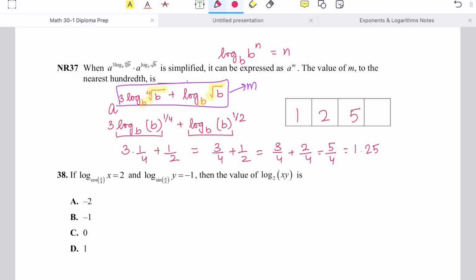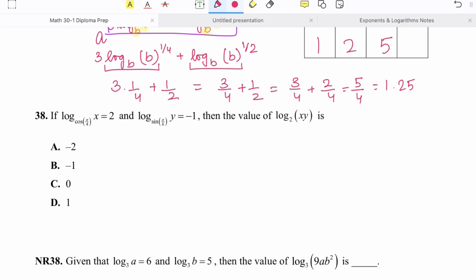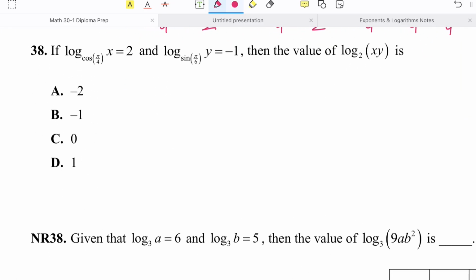Yeah, okay, that's correct. Now we have two log functions, and they're asking us to find out the value of log 2 of x times y. Because it's x times y, if we open that up using a log rule, we are just adding. The main concern here is that there are some trig things given to us, so let's find out the value of that first.